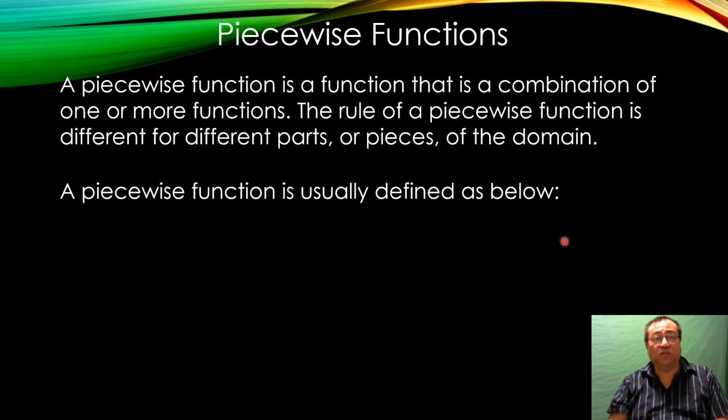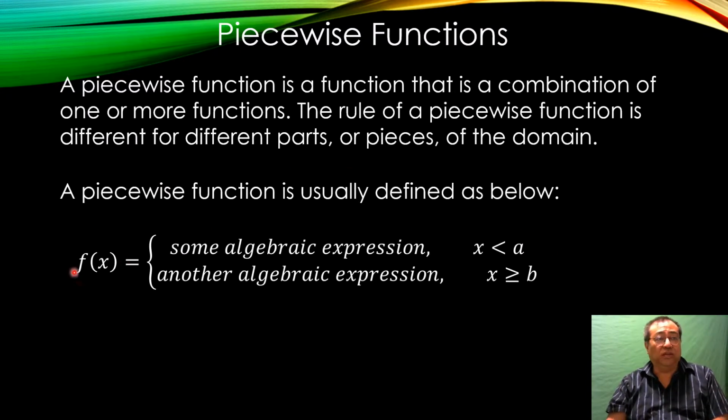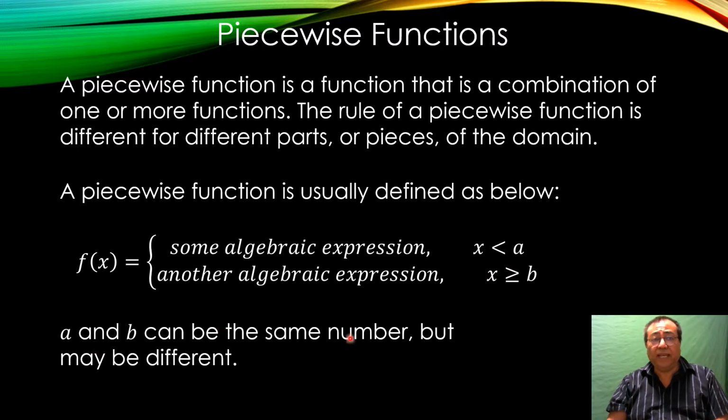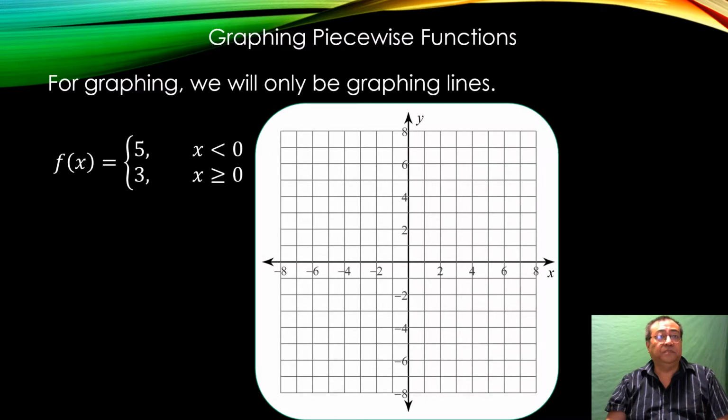So a piecewise function is usually defined this way. You're going to have the name of the function and then two or more algebraic expressions. And then you're going to have for what piece of the domain that one algebraic expression is used. All right, and then another piece of the domain for the other algebraic expression. And A and B can be the same number, and they usually are the same number, but they may be different.